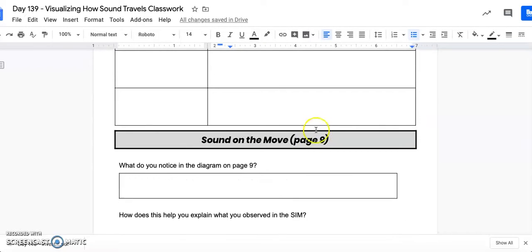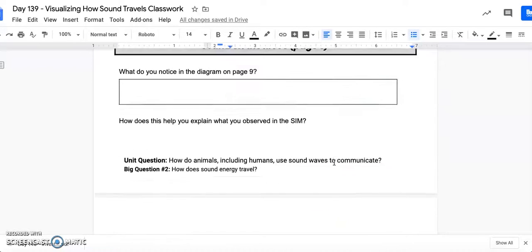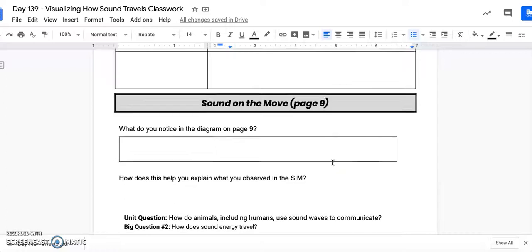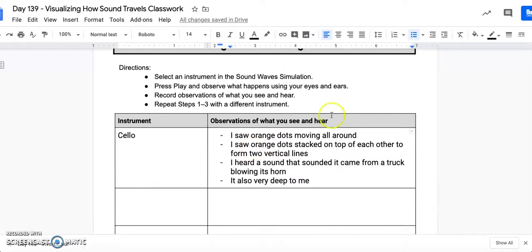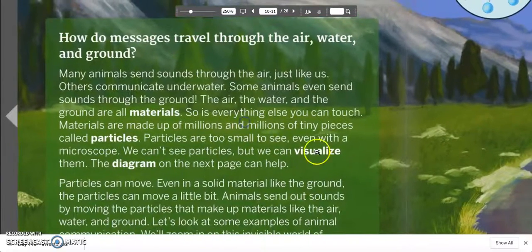But as we read page 8 and look at the diagram on page 9, please know that you're going to have to answer those 2 questions, because page 9 is going to help us understand, well, what are these orange dots? Why are they moving around when we are in our simulation? So let's go ahead to Sound on the Move. Page 8. How do messages travel through the air, water, and ground?